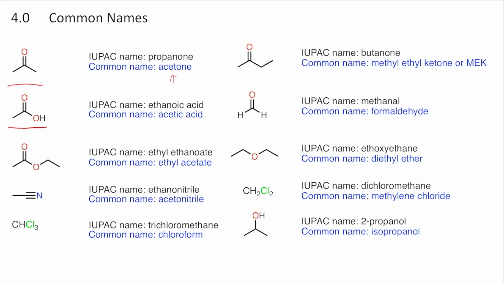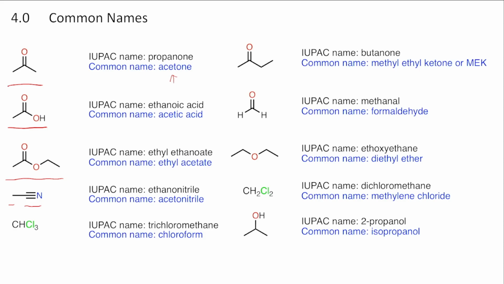This compound is commonly called acetic acid, even though its IUPAC name is ethanoic acid. This compound is ethyl ethanoate, following our IUPAC nomenclature that we just learned. The common name for this is ethyl acetate. Ethyl acetate and acetone, compounds 1 and 3 here, are commonly used in nail polish remover. The next one, which is a CH3 carbon-nitrogen triple bond, which would be a nitrile, would have an IUPAC name ethanenitrile, but everybody in the lab calls it acetonitrile.